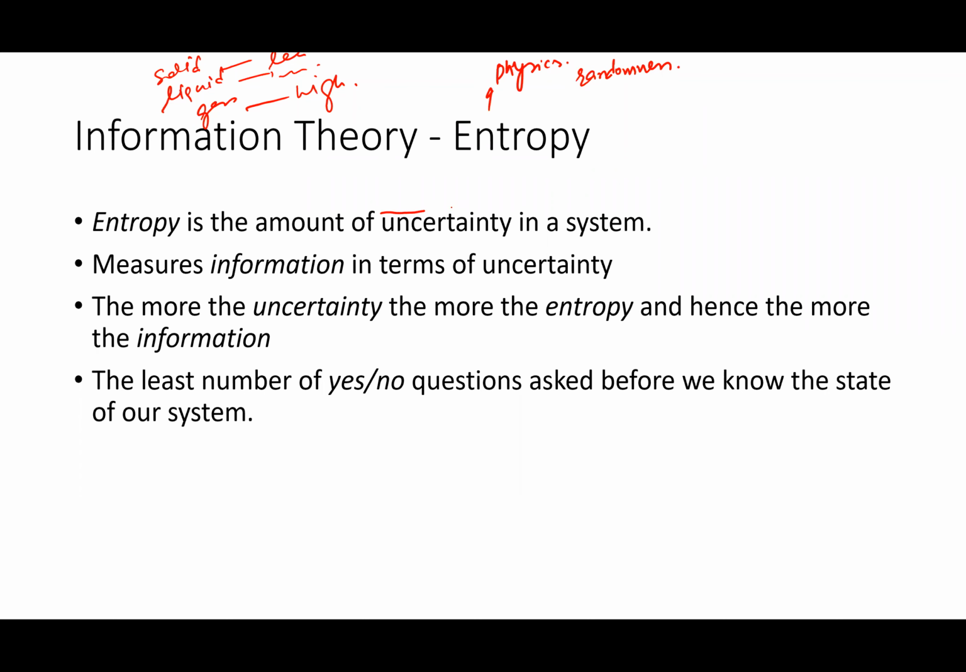So the randomness here is basically replaced with the uncertainty. Fine. But it's still related. Both the concepts are still related. Fine. Now, what does it help us? Entropy. I will formally define what entropy is, but just try to get an intuition.